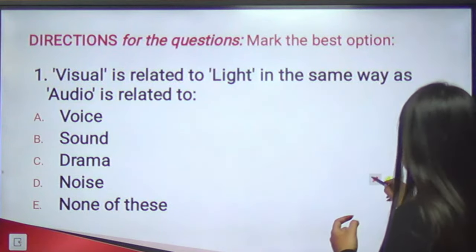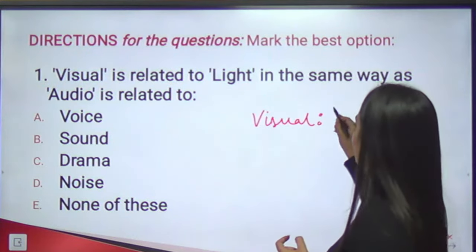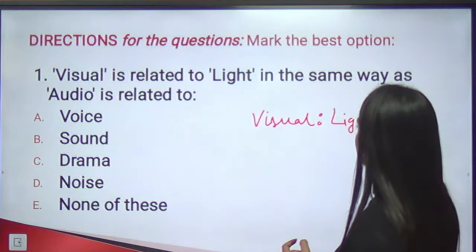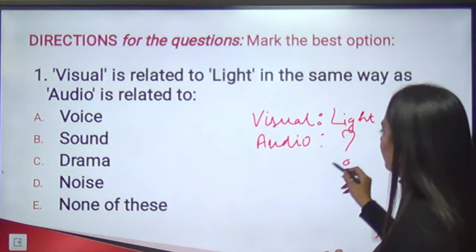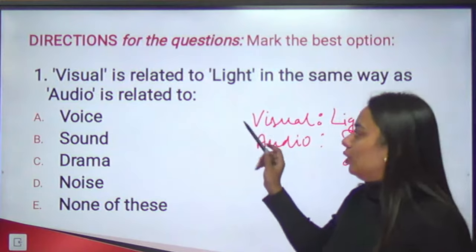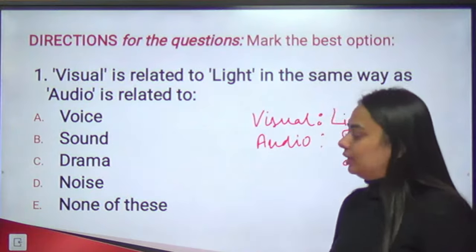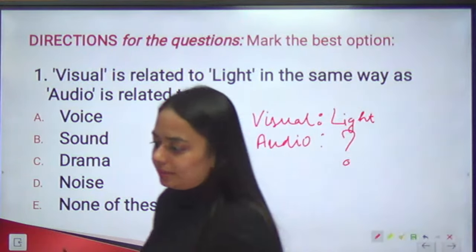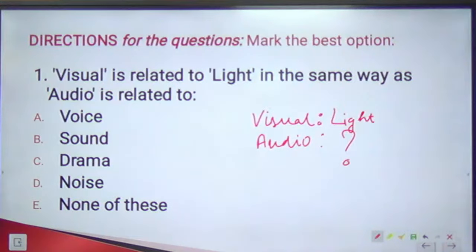To simplify it you can write: visual is related to light. Similarly, audio should be related to what? This is the form of analogy questions. So, audio is it related to voice, sound, drama, noise, or none of these? Let's see if you will be able to answer this one. Let's see who's going to answer this question. I'm going to give you a few seconds. Come on, drop in your answers, everyone.